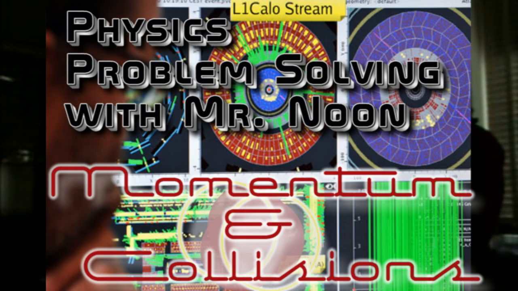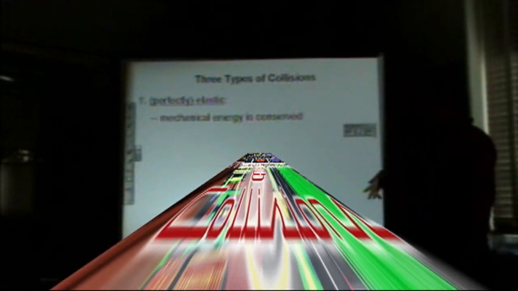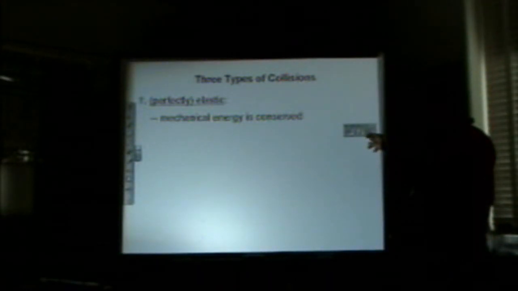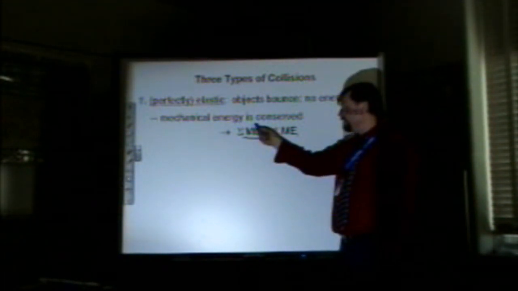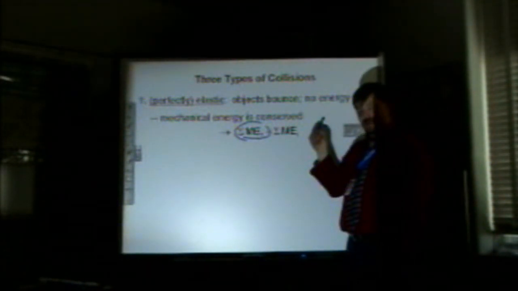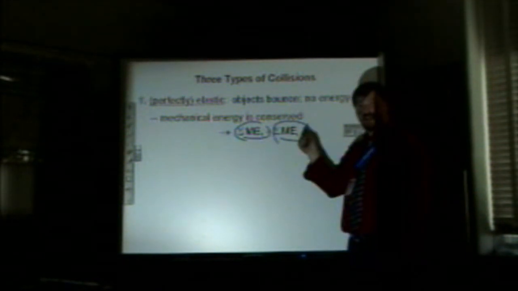All right, three types of collisions. We have perfectly elastic collisions where mechanical energy is conserved. Objects bounce, no energy is lost. So this is mechanical energy or total energy. Our final energy after a collision is equal to all the energy we had before the collision takes place.